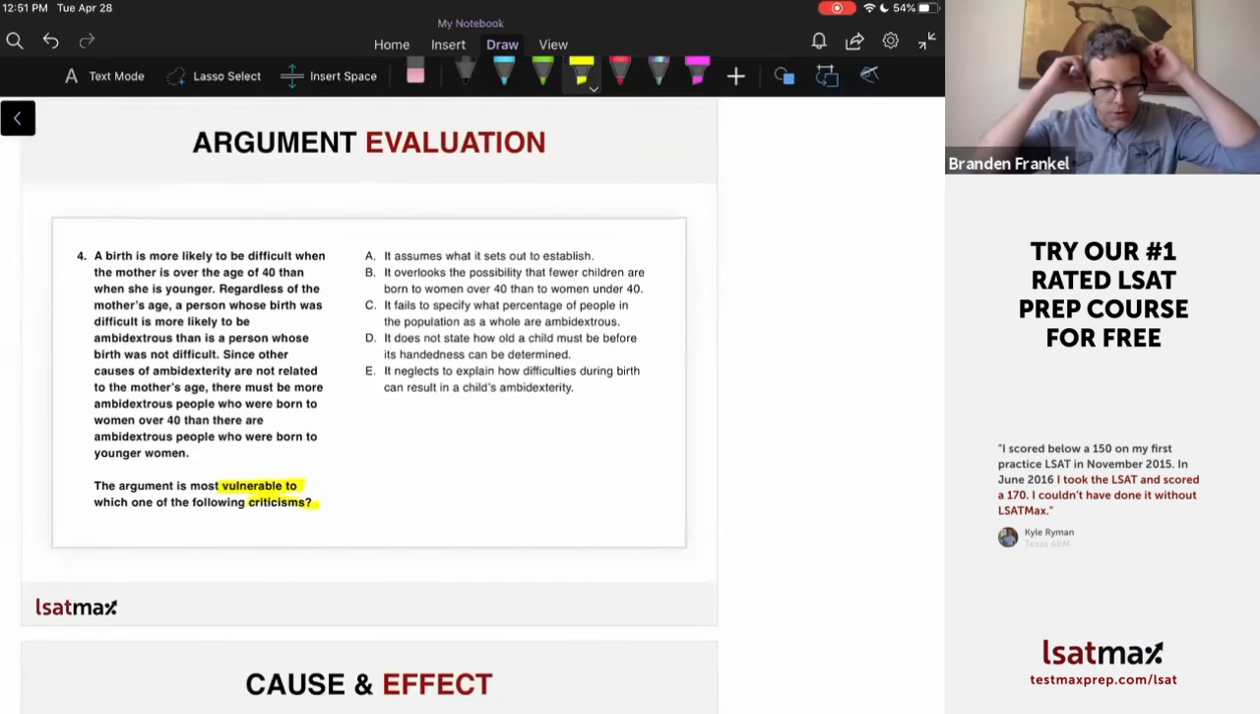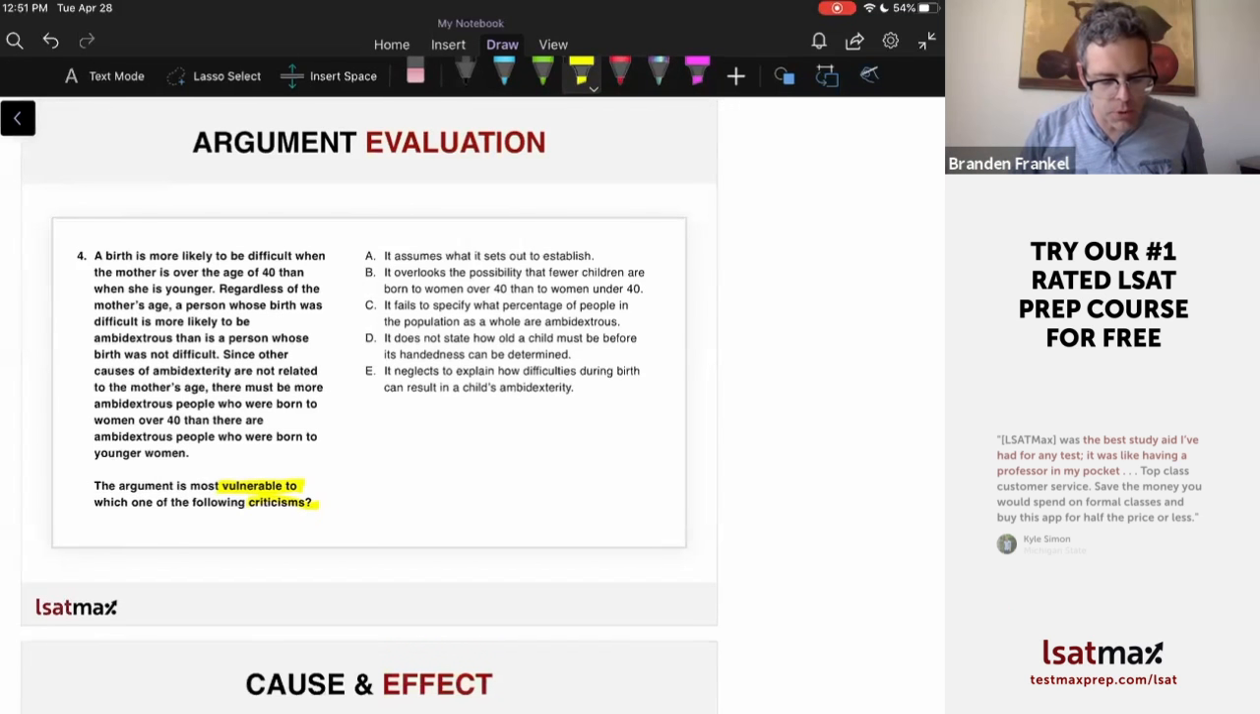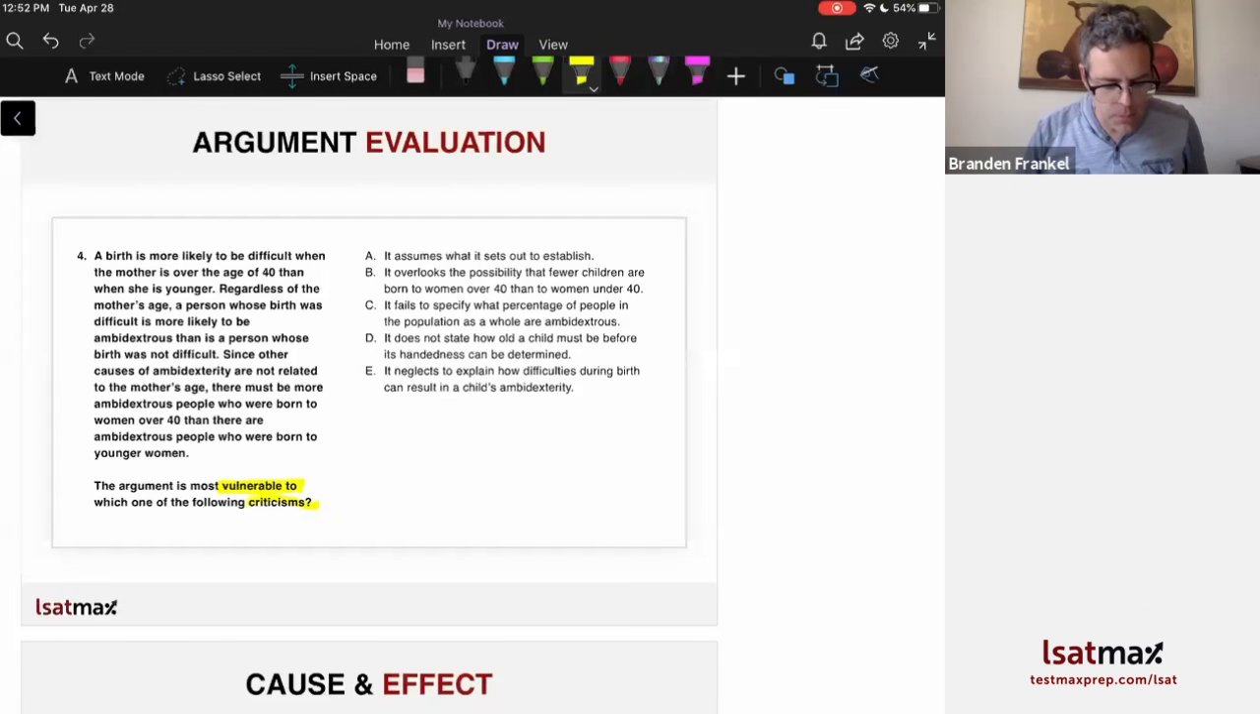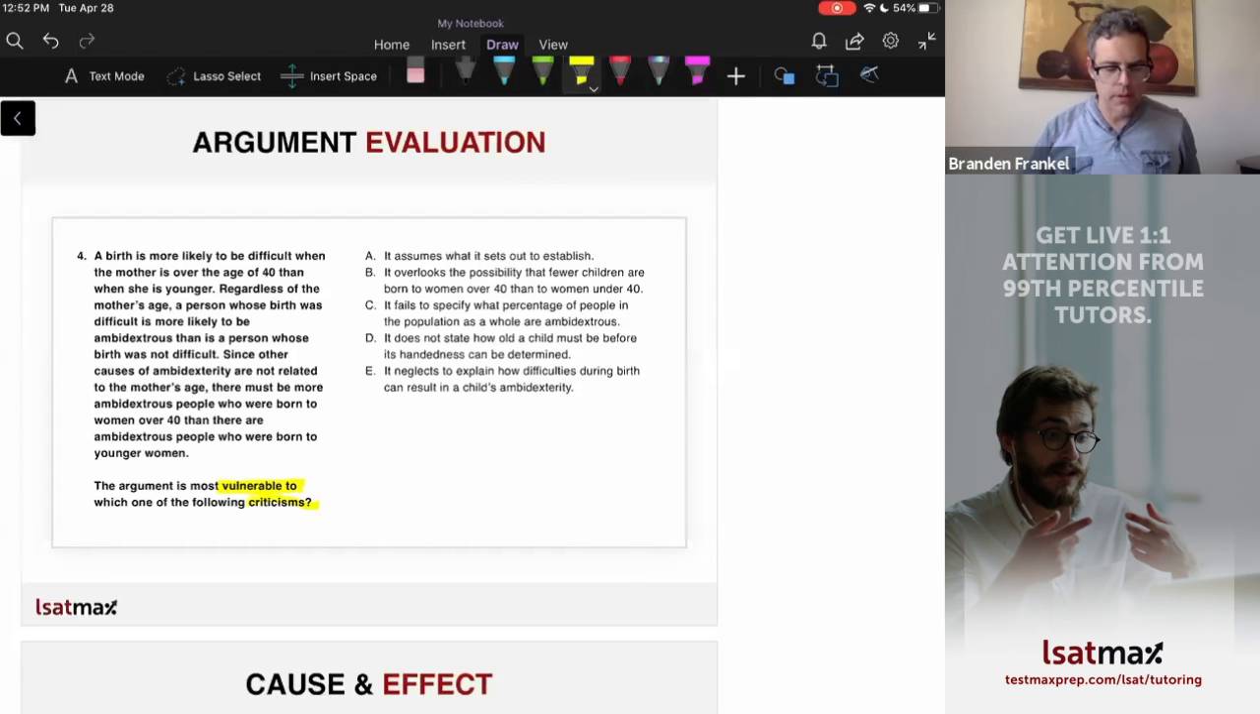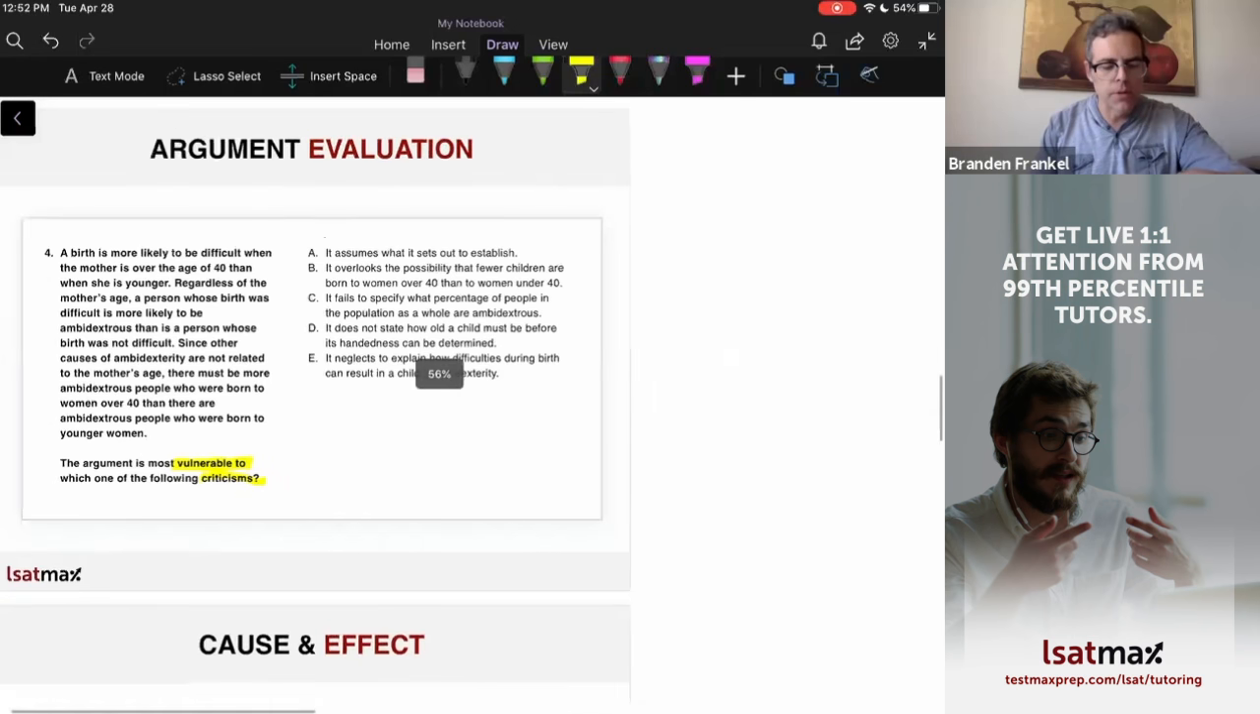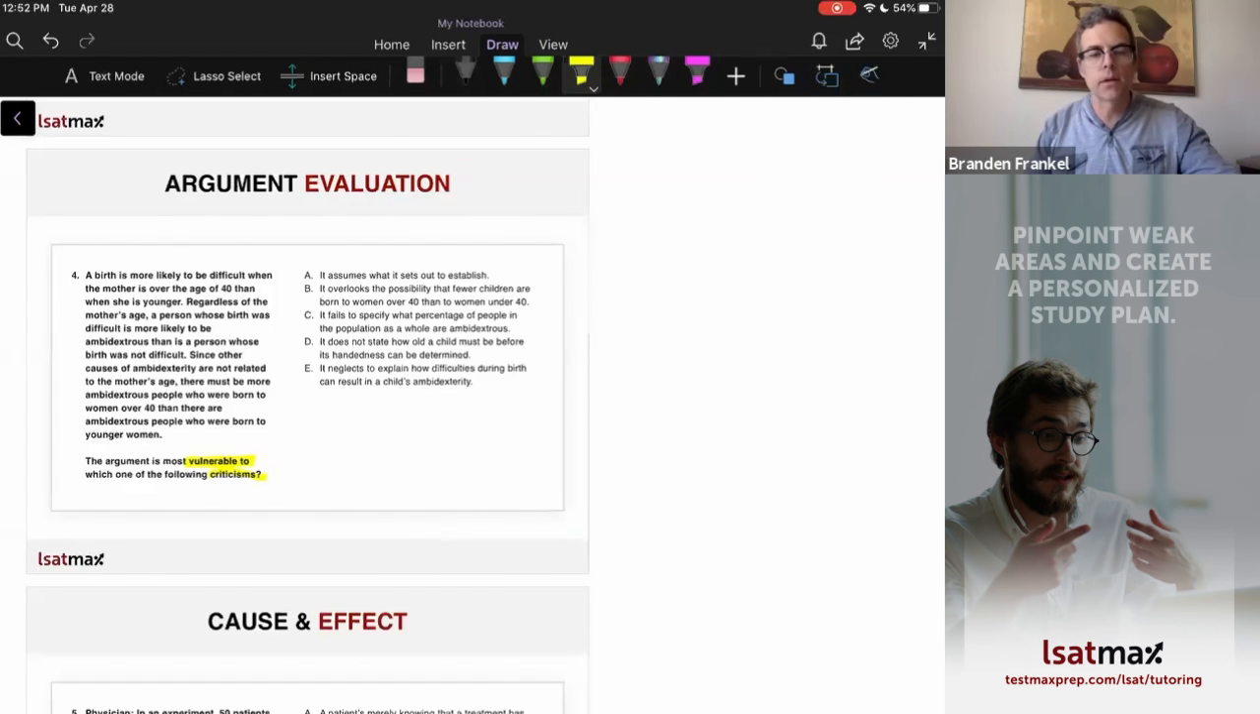This question says, a birth is more likely to be difficult when the mother is over the age of 40 than when she is younger. Regardless of the mother's age, a person whose birth was difficult is more likely to be ambidextrous than is a person whose birth was not difficult. Since other causes of ambidexterity are not related to the mother's age, there must be more ambidextrous people who were born to women over 40 than born to women younger than 40. Since introduces a premise. I think there are several premises here. And then we have our main conclusion.